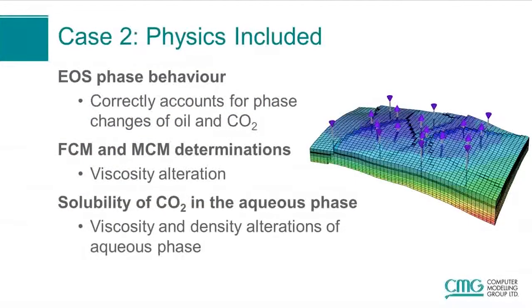So the physics that I included in this model to do the history matching was equation of state phase behavior that correctly accounts for the phase behavior of the carbon dioxide and oil. Also, I accounted for the first contact miscibility and multi-contact miscibility during the injection of the carbon dioxide. It also captures the viscosity variation in the reservoir. The solubility of the carbon dioxide in the aqueous phase was modeled. And also the viscosity and the density of the aqueous phase were changing by the injection of the carbon dioxide.